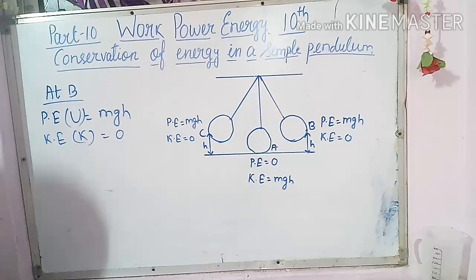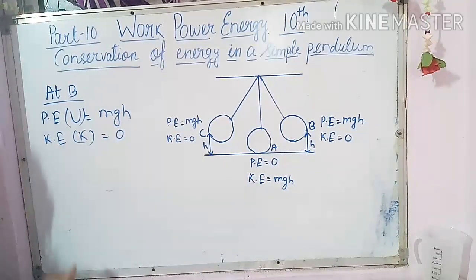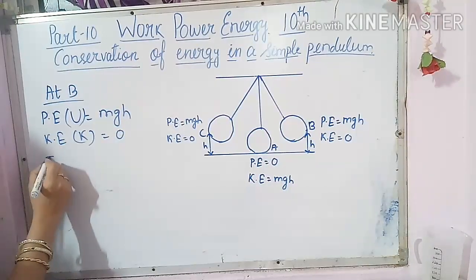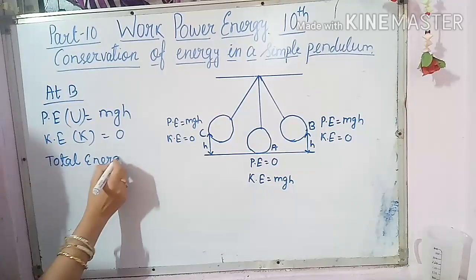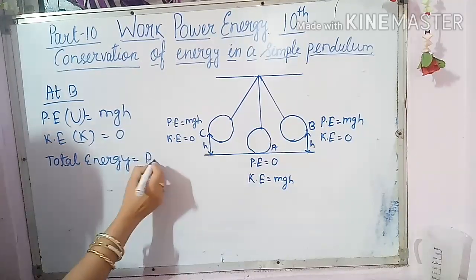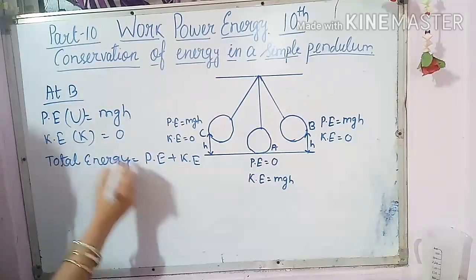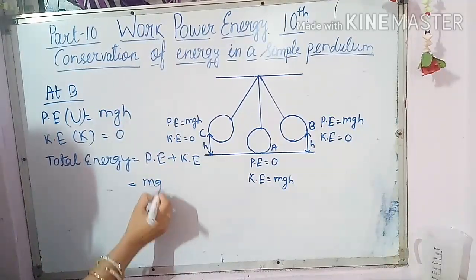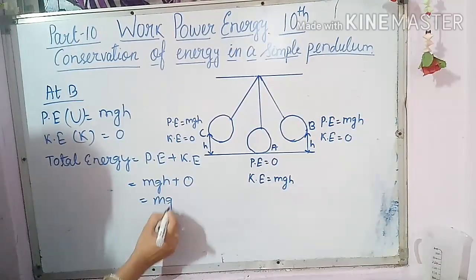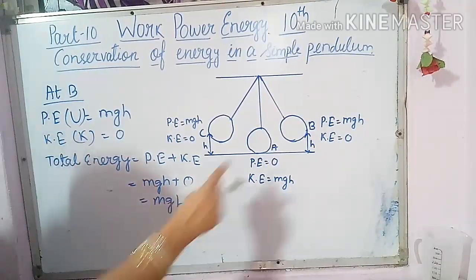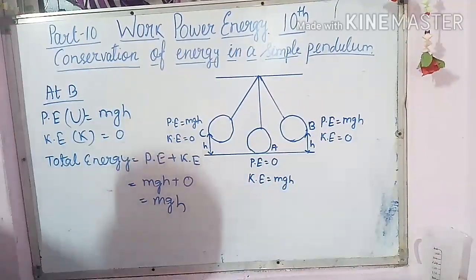To calculate the mechanical energy, you have to add both potential energy and kinetic energy. That is, the total energy equals PE plus KE. So PE is mgh plus KE is 0, so the answer you get is mgh. That is what I have written there: PE equal to mgh, KE equal to 0.